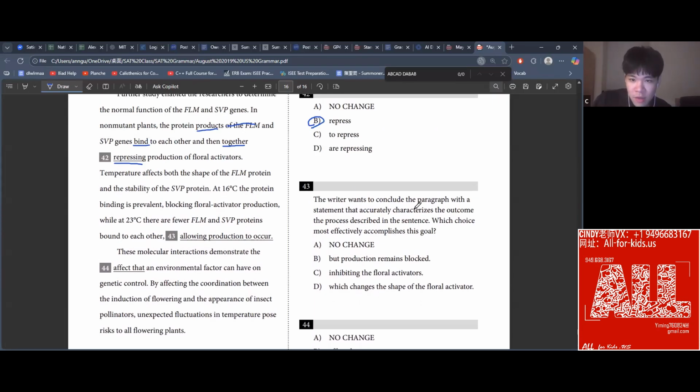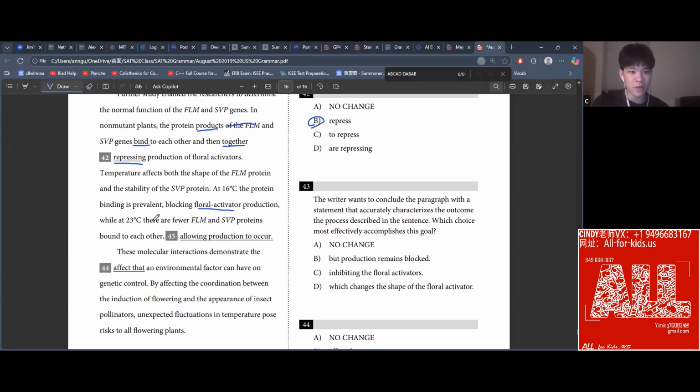Once you conclude a paragraph with a statement that accurately characterizes the outcome. So let's read the sentence before. At 16 degrees, the protein binding is prevalent, therefore blocking floral activator production. At 16 degrees Celsius, the protein binding exists. Since the protein exists, it stops the flower from growing, right?